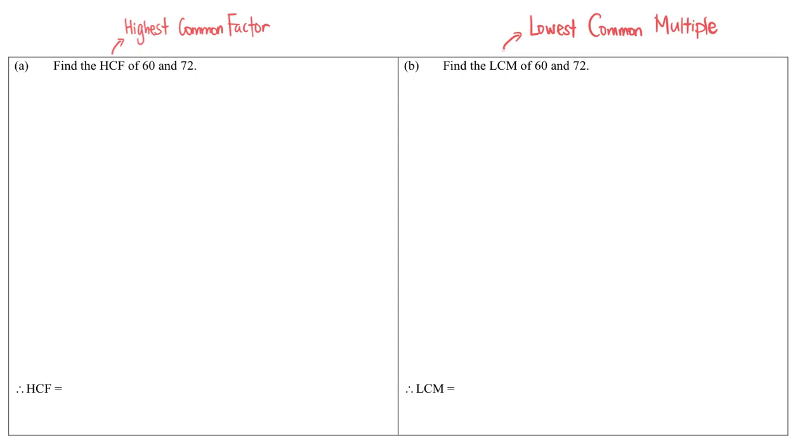Hello everyone, welcome to this video where we are required to find the highest common factor of 60 and 72, as well as the lowest common multiple. So since they give me 60 and 72, then I would simply use the successive division method for both. And therefore you would actually see me doing this.